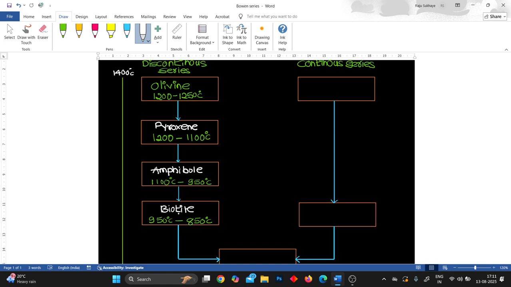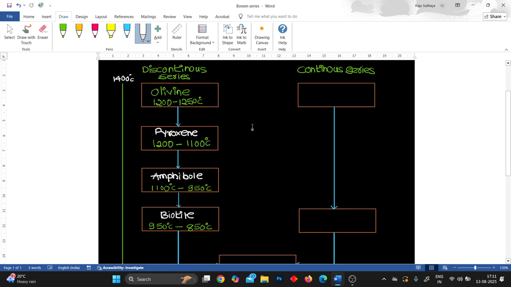Suppose the temperature drops even lower. If it reaches 950 to 850 degrees Celsius, in this temperature range only, the next mineral, biotite, which belongs to the mica group, is going to get formed. So these minerals are formed in a sequence at a particular temperature, as we have written down here. This is known as the discontinuous series of Bowen's reaction. We'll be coming back to this later.